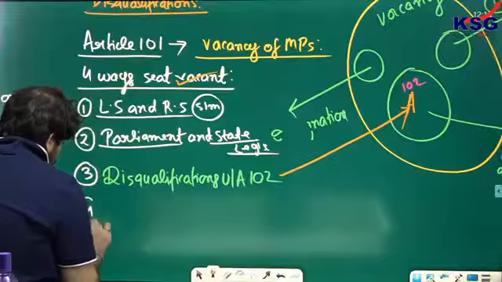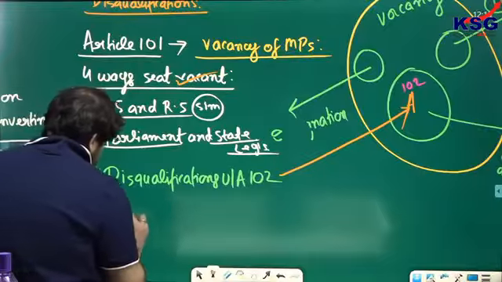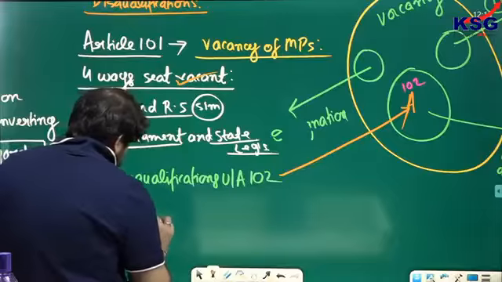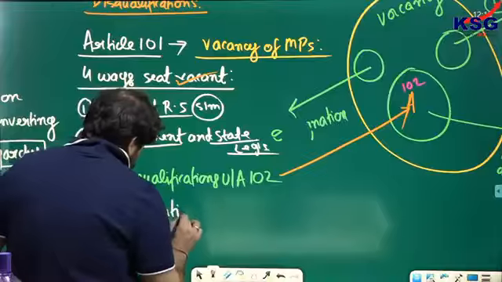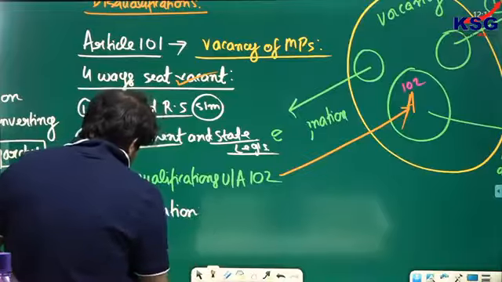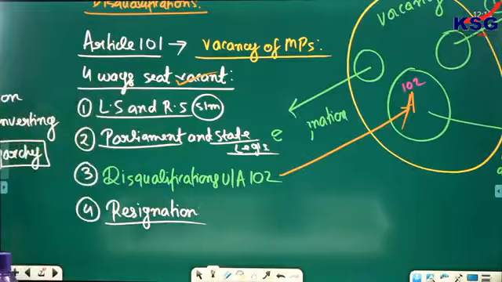And point number 4 is resignation. I'll explain this a little bit now. Resignation. Just take a look at this. These are the 4 ways in which a member of parliament has to render his seat vacant.